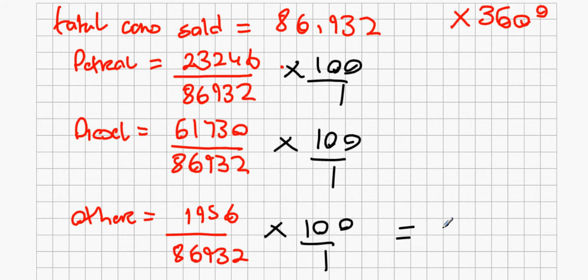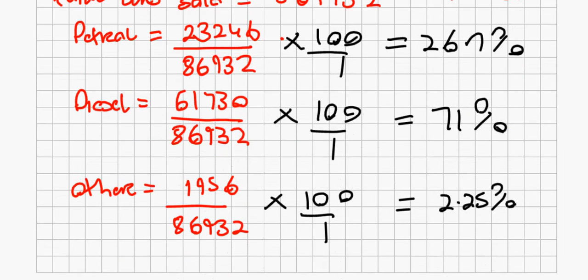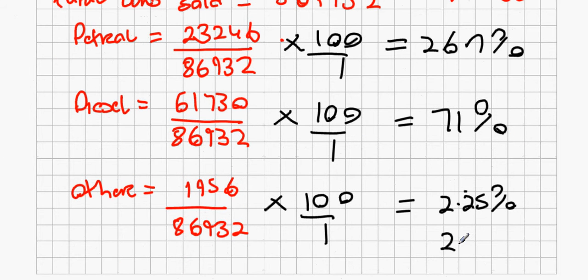It's going to be 2.25% roughly. Okay, and then diesel is going to be roughly 71%, and petrol is going to be 26.7%. Okay, so now that we've put them in, we just need to put them into the top here. So call this one 2.3 because it doesn't work out otherwise. You've got to make sure that all adds up to 100%.